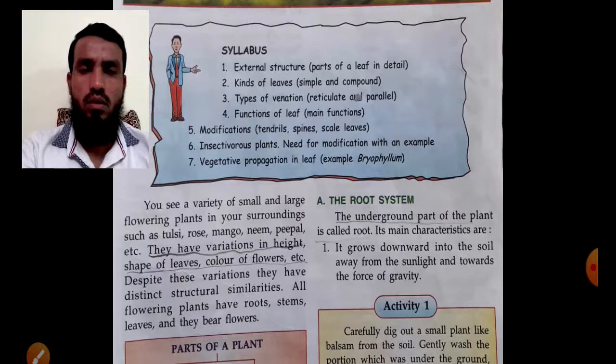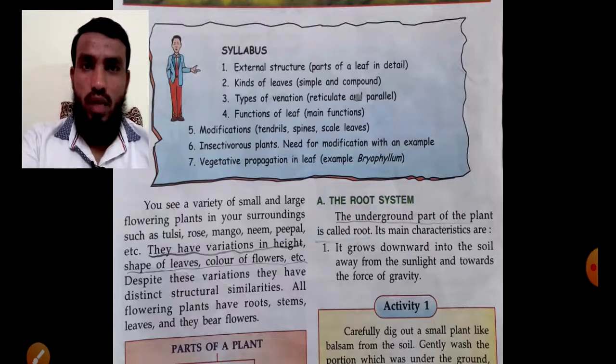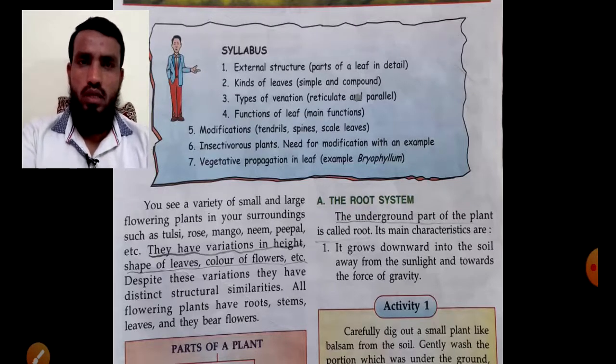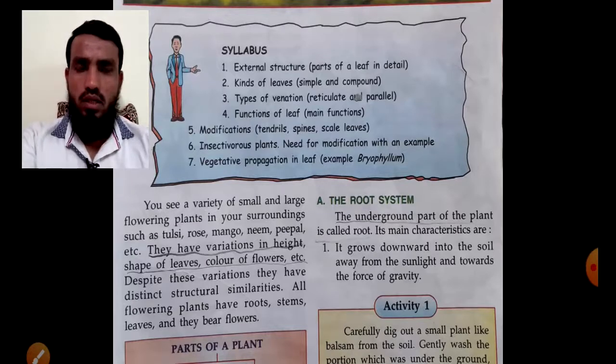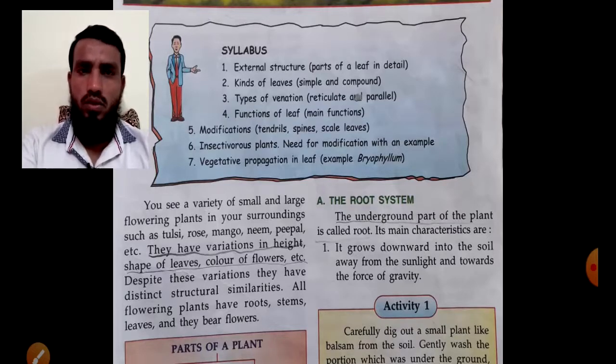Some are flowering plants, some are non-flowering plants. They have variations in height, shape of leaves, color of leaves, color of flower, etc. We cannot see all plants looking the same, right? Basically they are the same, but they have several variations. Despite these variations, they also have distinct structural similarities.